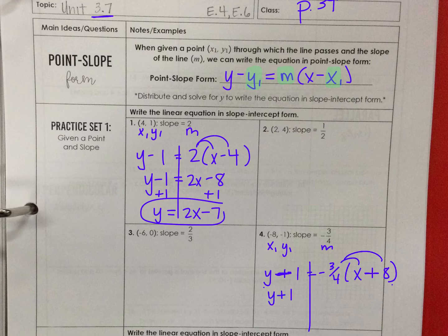y plus 1 equals -3/4x minus 8 times 3 is 24, divided by 4 is 6. I'm going to subtract 1. y equals -3/4x minus 7. And that's our final answer.